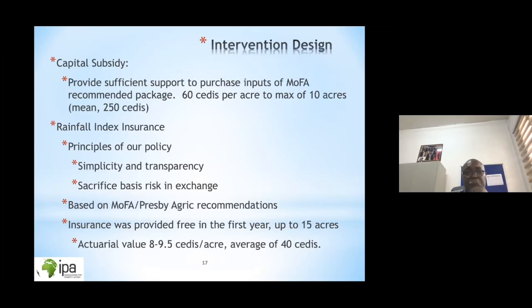For the credit constraint, we provided support that enabled farmers to purchase inputs as recommended by the Ministry of Agriculture. And that meant about 60 Ghana cedis. In today's money, 60 Ghana cedis is just about $10 per acre, for a maximum of 10 acres.